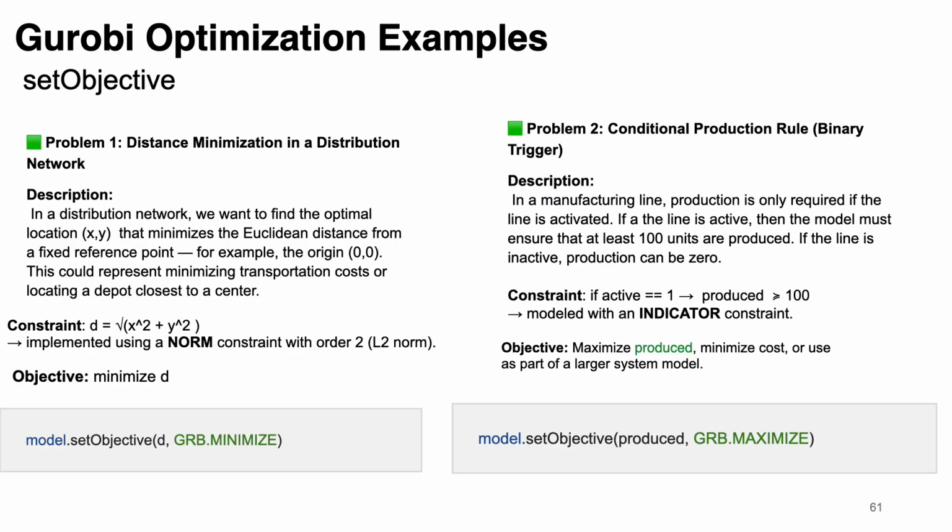Now we set the objectives for our first 2 examples. For problem 1, distance minimization, our goal is simply to minimize the calculated distance variable d. We write model.setObjective, passing d and GRB.MINIMIZE. For problem 2, the conditional production rule, we want to maximize the total produced volume. We write model.setObjective, passing produced and GRB.MAXIMIZE. With these 2 simple lines, Gurobi knows exactly what metric determines the absolute best solution.